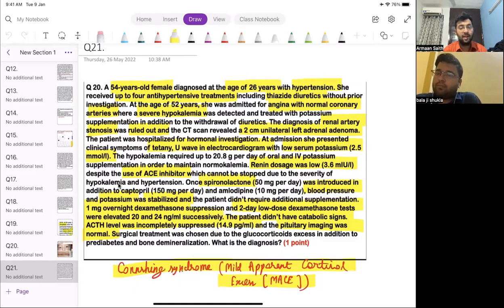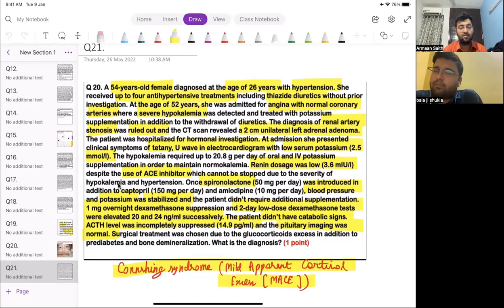But later, when the patient underwent a 1 milligram overnight dexamethasone suppression test and a 2-day low dose dexamethasone test, the levels of cortisol were still found to be elevated, suggesting something related to a Cushing syndrome-like picture. But the patient didn't have catabolic signs, and also the ACTH level was incompletely suppressed, which would not be expected if the patient had Cushing syndrome. In Cushing syndrome, the patient would have had catabolic signs, and ACTH level would have been completely suppressed.